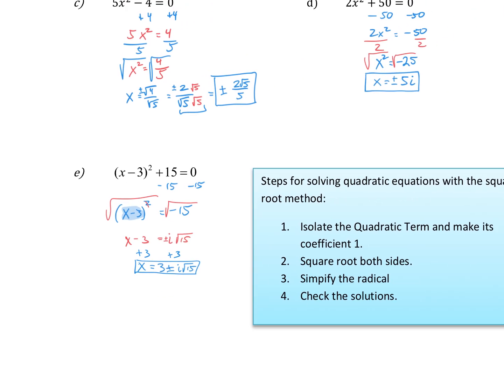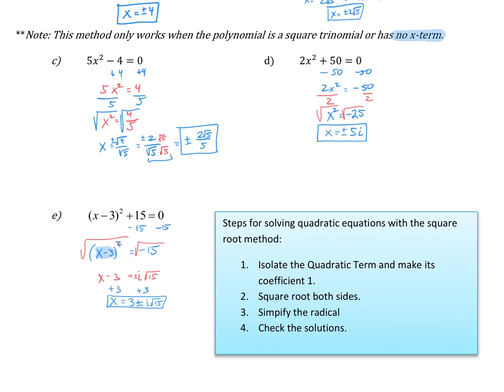So that's the idea. All right, we can solve lots of equations this way if they don't have an x term. So the key steps there, if we don't have an x term: isolate that quadratic term and make its coefficient 1. Like this one, we had to divide by 2. And then square root both sides, simplify the radical if you need to, like over here. And then check your solutions. Now, it gets a little tricky to check your solutions when we have imaginary numbers. Usually you can just check your work and know if you did it right or not.